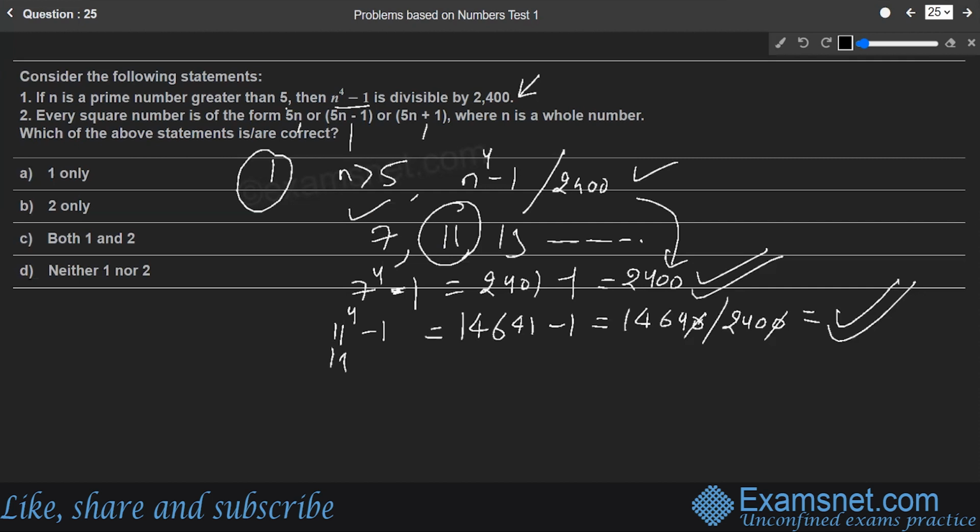Similarly, if we do it for 13 to the power 4 minus 1, the test is still passed. So clearly we have tried many prime numbers greater than 5, and this test is completely passed. So clearly we can say the first statement is correct. The first statement is completely verified.